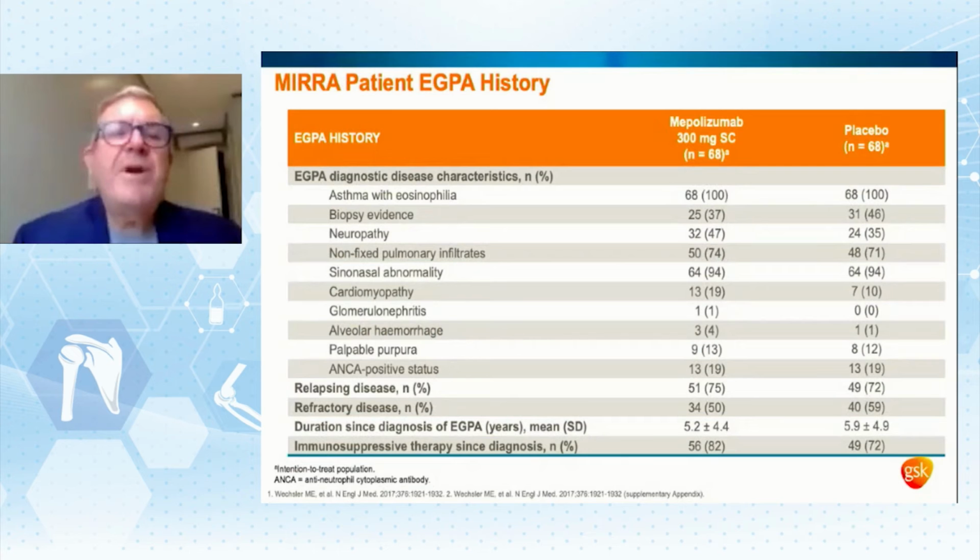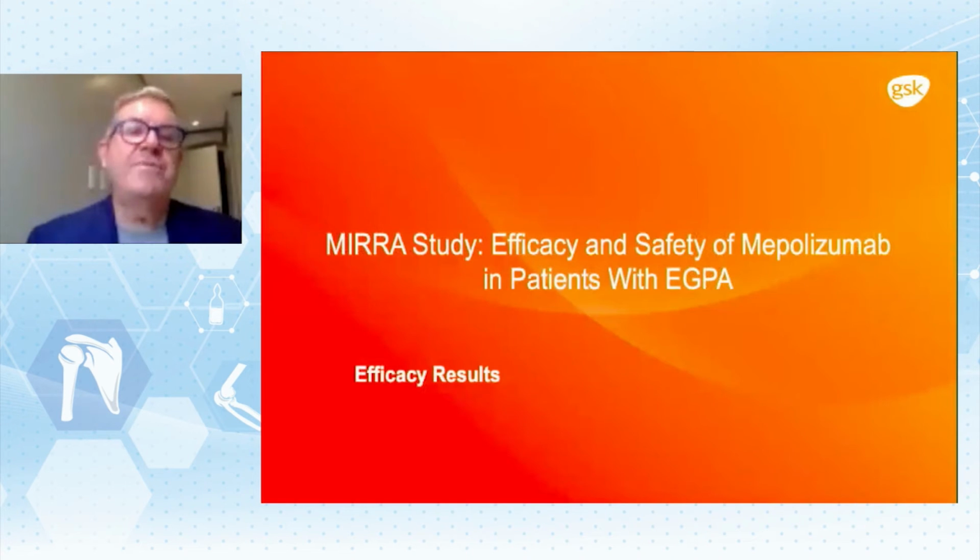Sinonasal abnormalities were seen in the vast majority of the patients, and you can see the other, less frequent comorbidities that those patients have here. The mean time from diagnosis until entering the trial was around 5 years, and most of the patients, 75%, had a relapsing condition.